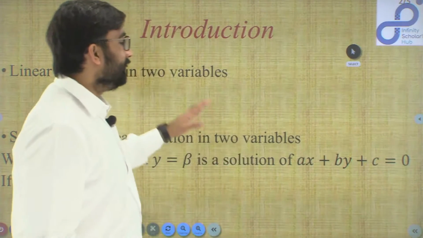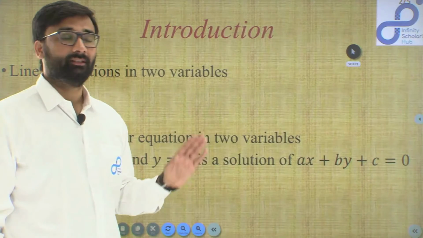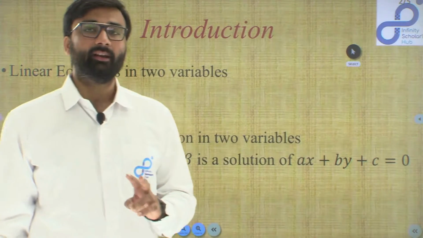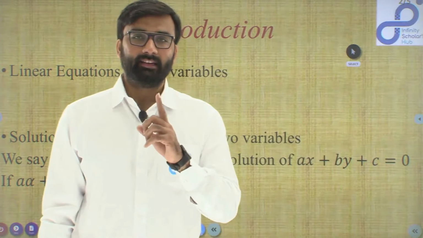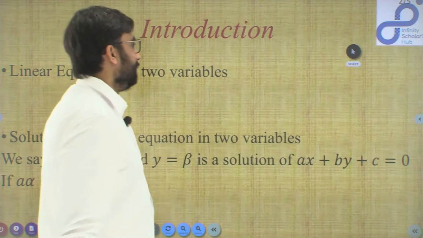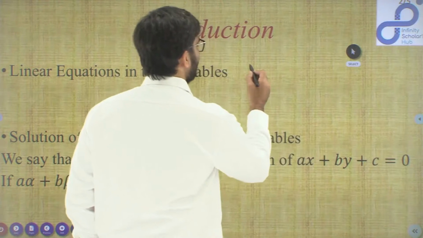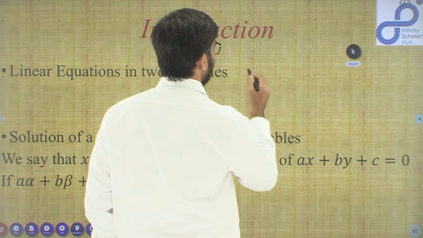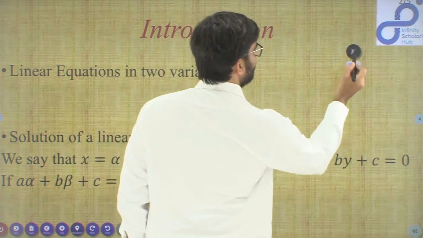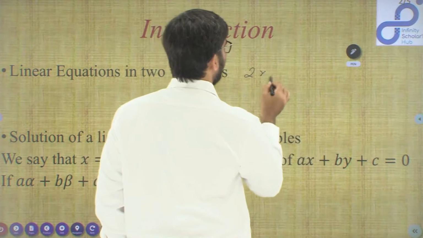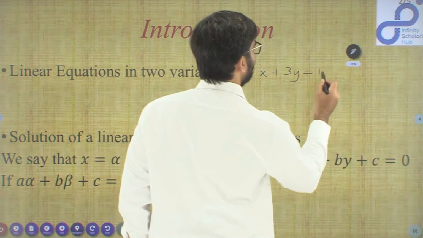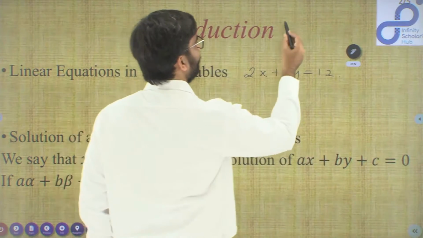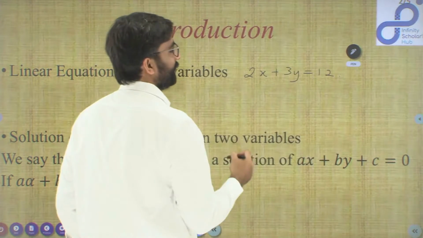Okay, but for such type of equations, that is linear equation in two variables, we have too many solutions for one single equation. So let's take an example for that also. Let us consider the same equation, that was 2x plus 3y equals 12. Let me put the value of x as 2, and I will get the corresponding value of y.